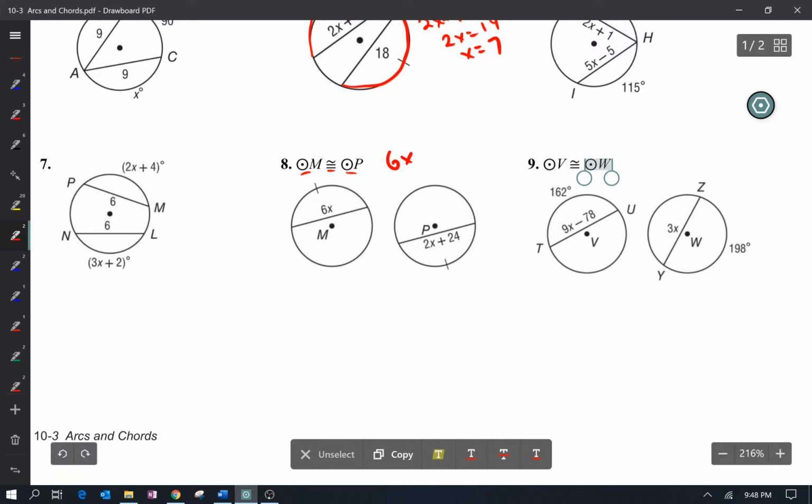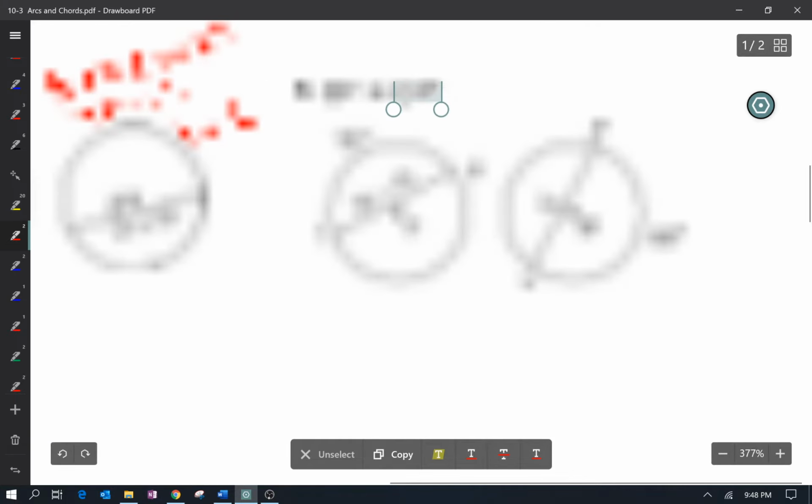So thus 6x must equal 2x plus 24. So 4x equals 24, so x is 6. All right. And same thing again. This one's a little bit trickier. So let's talk about this one for a minute.